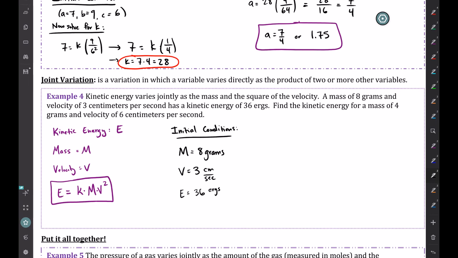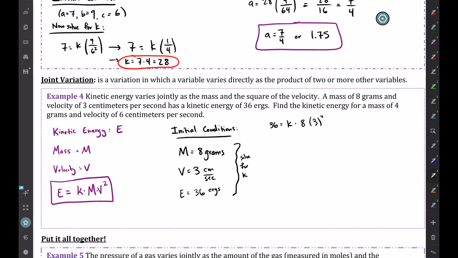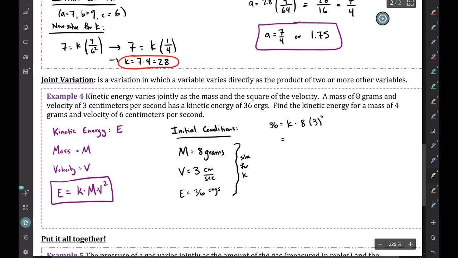Okay, so now we can use this information to solve for K. So we have 36 equals K times 8 times 3 squared. So that's 9 times 8 is 72. So K times 72 equals 36. So K must be 1/2. Okay, so we found K, that's our 1/2.